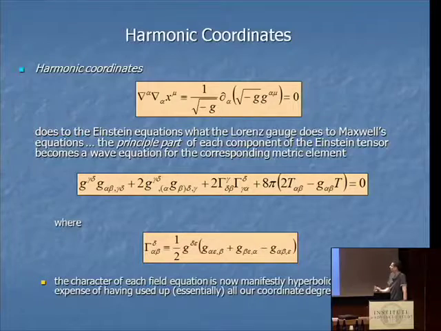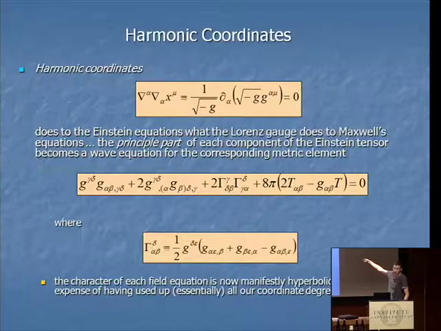The formal reason for why people did this is it fixes the character of the Einstein equations in a very nice way. You can almost think of this as the analog in general relativity of the Lorentz gauge in Maxwell's equations. In particular, if you impose these as coordinate conditions, you've got 4 coordinate degrees of freedom. You impose these 4 coordinate conditions, and then you take this expression and you manipulate it.